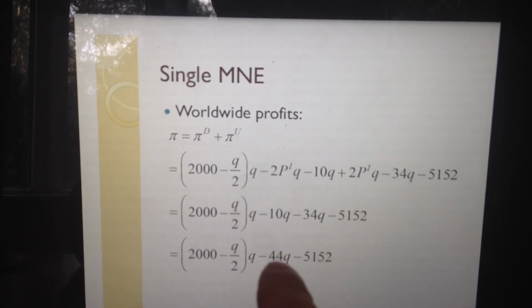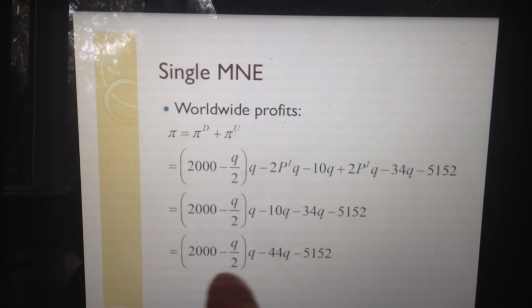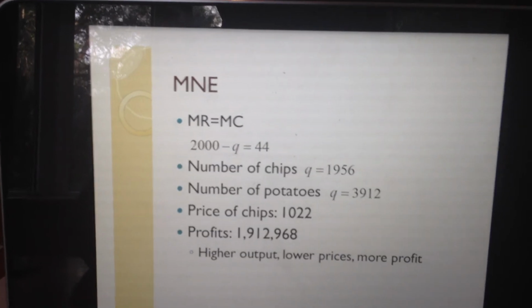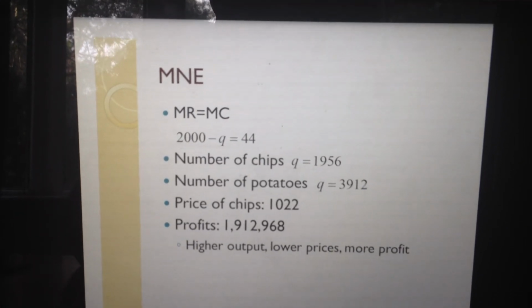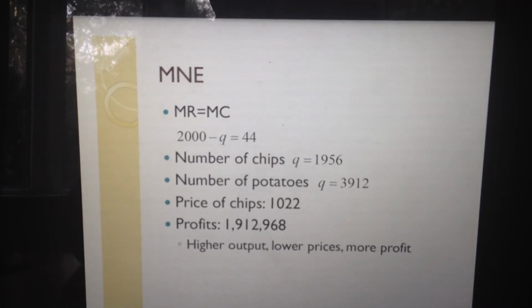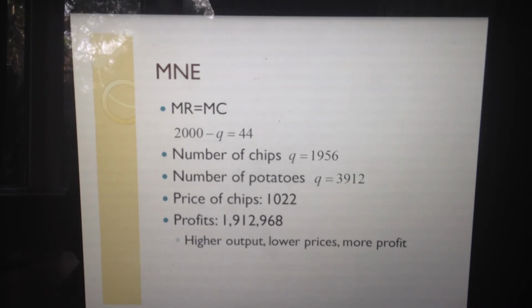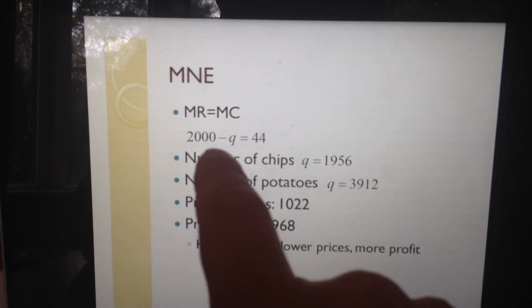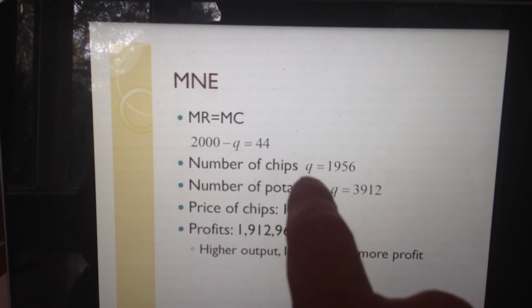So we're going to combine these two to come up with 44. Now it's just our revenues minus our variable costs minus fixed cost. What do you do then? Marginal revenue equals marginal cost. It's just simpler this time because we only have one firm to worry about, the multinational. Marginal revenue is equal to marginal cost. So 2,000 minus 44 is equal to the number of chips.